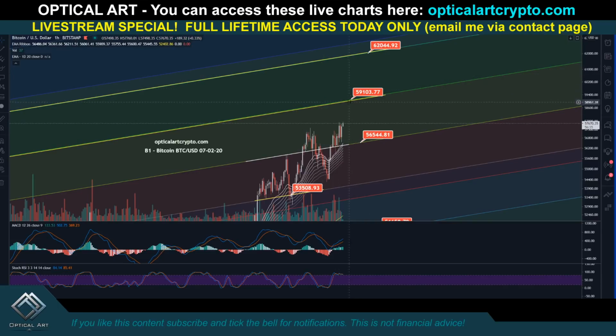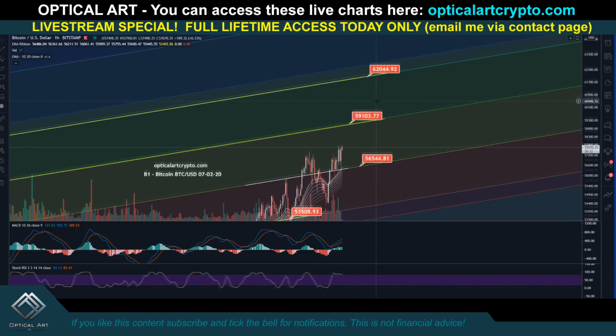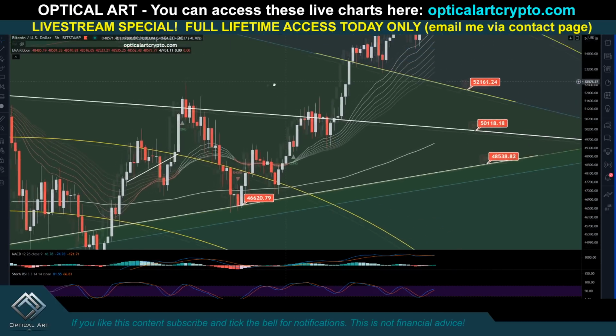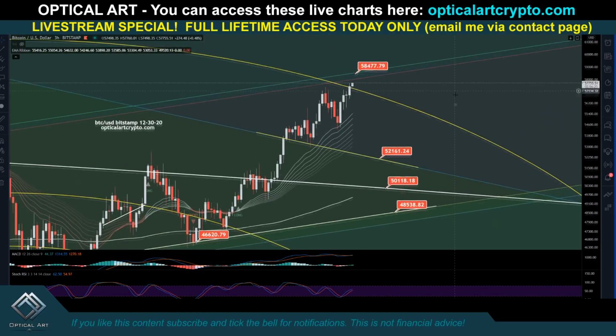So if we push up, you will get a temporary rejection at 59,100. You push above that, you get a rejection at 62,044. Depends when you make contact. These are at an angle. Again, so I'm just giving you price targets on these different Bitcoin charts.